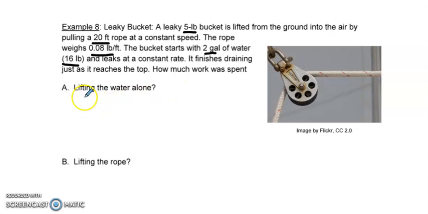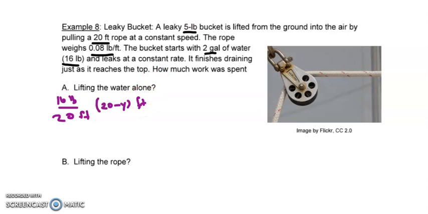So the first thing we're going to do is figure out how much work is required just to lift the water. Now, at the beginning, there is 16 pounds of water. At the end, there is 0 pounds of water, okay? So we're told that the 16 pounds of water trickles away over 20 feet. So what we're going to have here is 16 pounds divided by 20 feet, okay? And then as the bucket goes up, it loses water. So this is going to be multiplied by 20 minus y, and that is in feet.